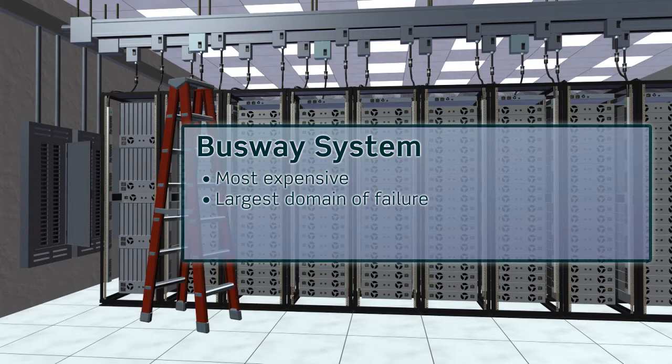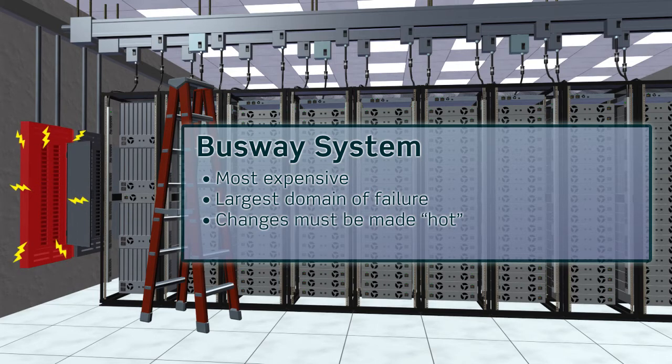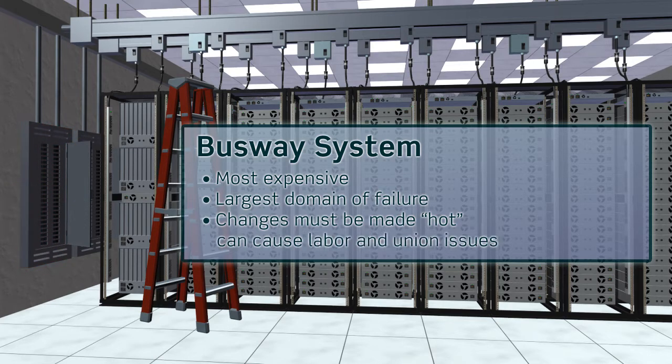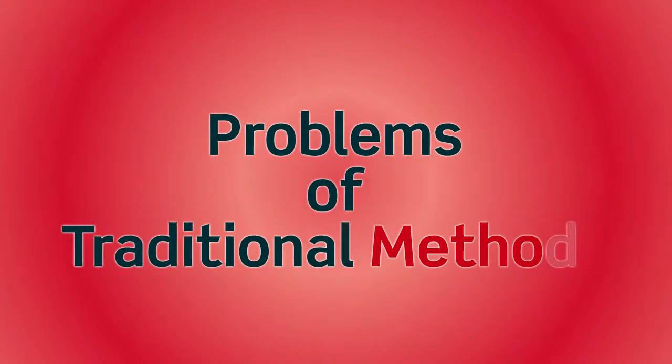This requires tall ladders. Changes are made hot, which can be done. However, some resistance to doing so in certain locations has started to occur. For example, some union labor will not change tap boxes hot, and some local regulations require cold changes. This is especially true for the newer high-capacity busways that can deliver up to 1200 amps three-phase power, a very high amount of energy. Now let's examine the problems of the traditional methods.